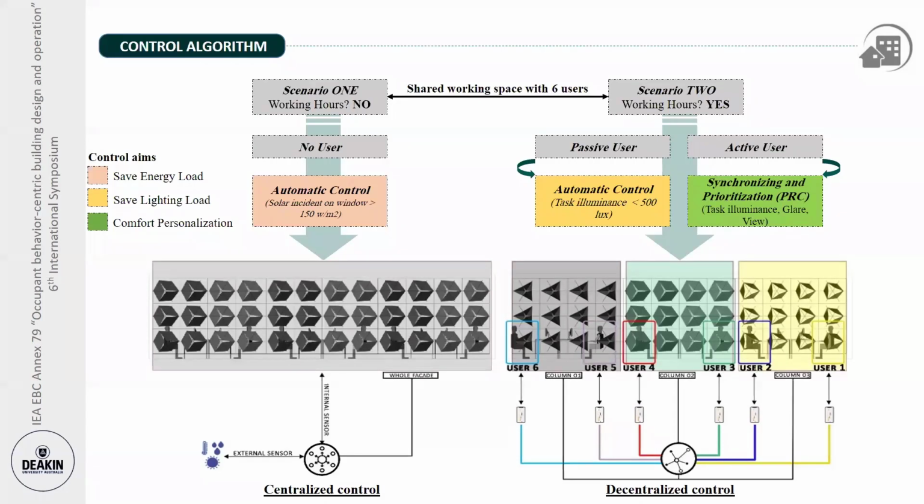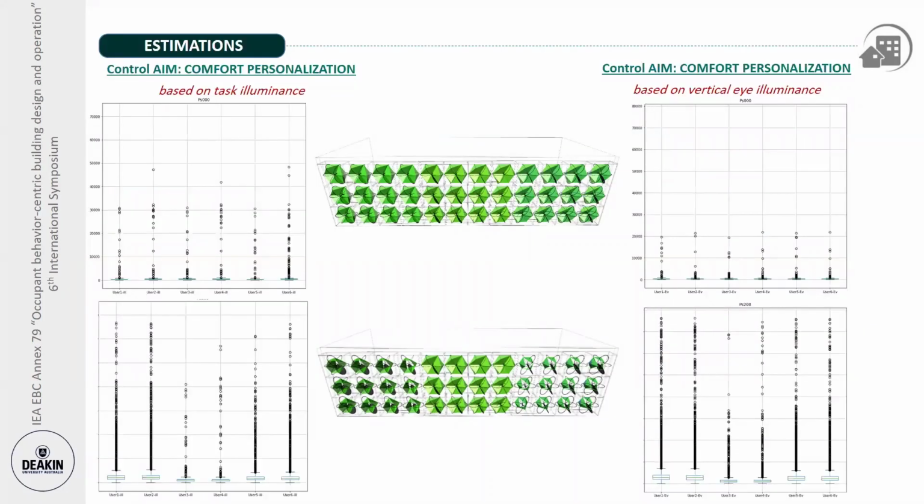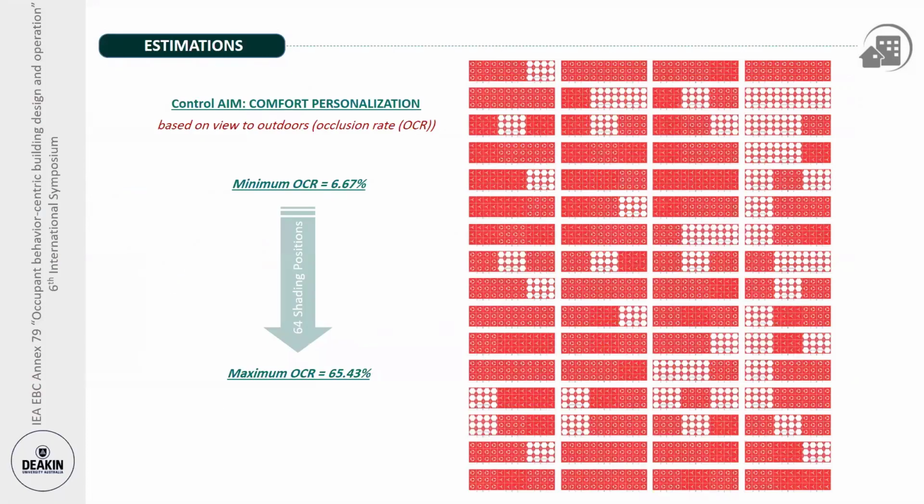With respect to control aims of this research, on the left we can see the variations of task illuminance for each user, while on the right the results are showing the glare index. It is good to mention that unlike a centralized mechanism, a decentralized mechanism has a significant impact on individuals' comfort condition that has the potential to create localized comfort conditions in a shared space. As another part of the comfort indication that might be influenced by shading adjustments, here are the results for the variation of occlusion rate to choose the optimum shading position with respect to view connection to outdoors.